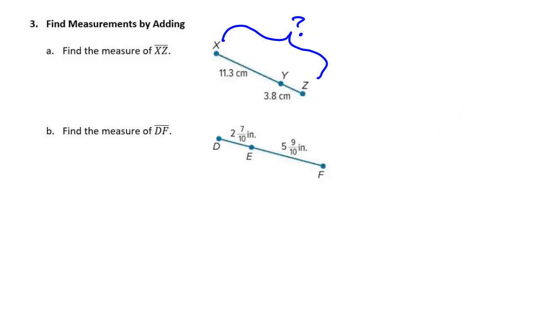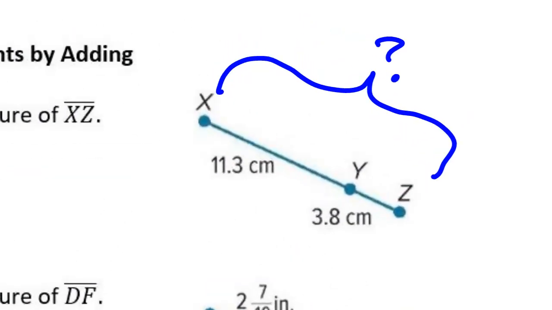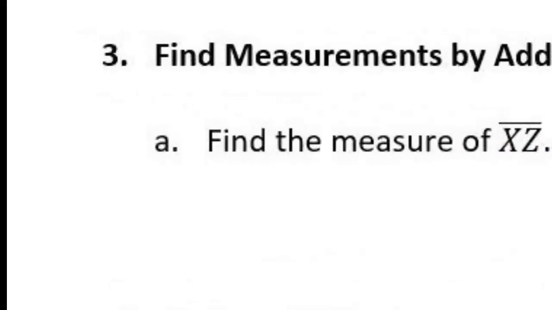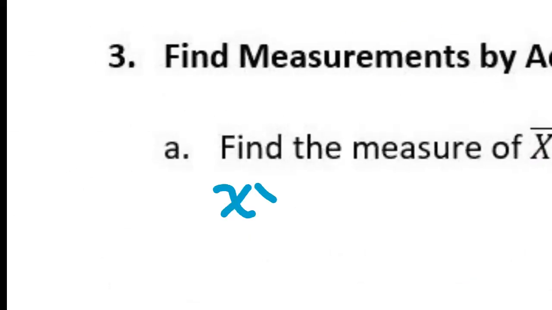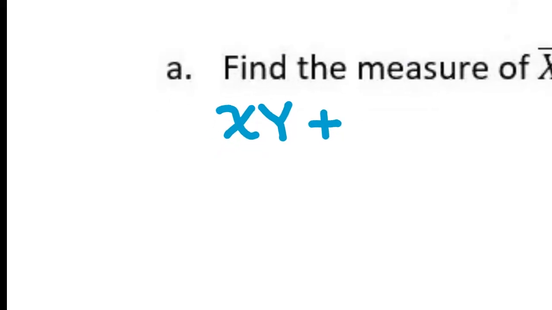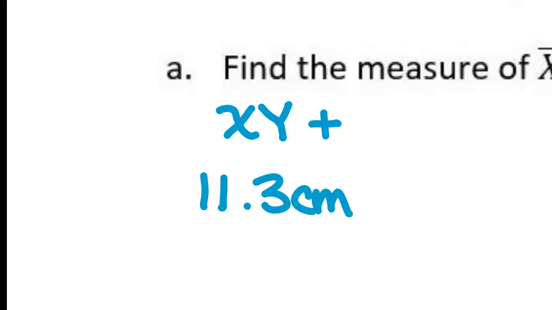Okay. So on my line segment that it's showing, from X over to Y is 11.3 centimeters. So that's the first thing I'm going to write down. I'm going to write down XY plus, and then right underneath that, I'm going to write 11.3 centimeters plus. I'm replacing the XY with 11.3.